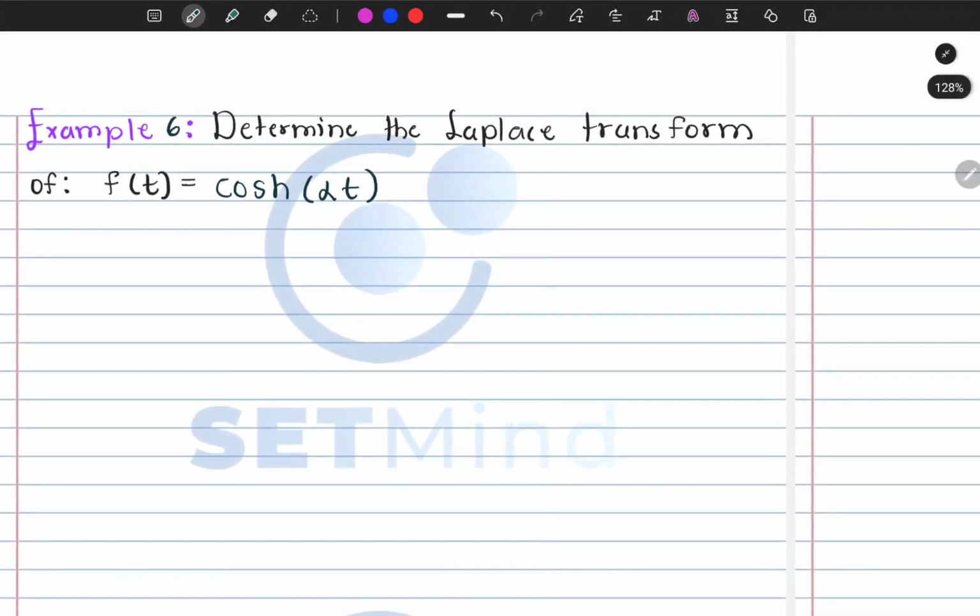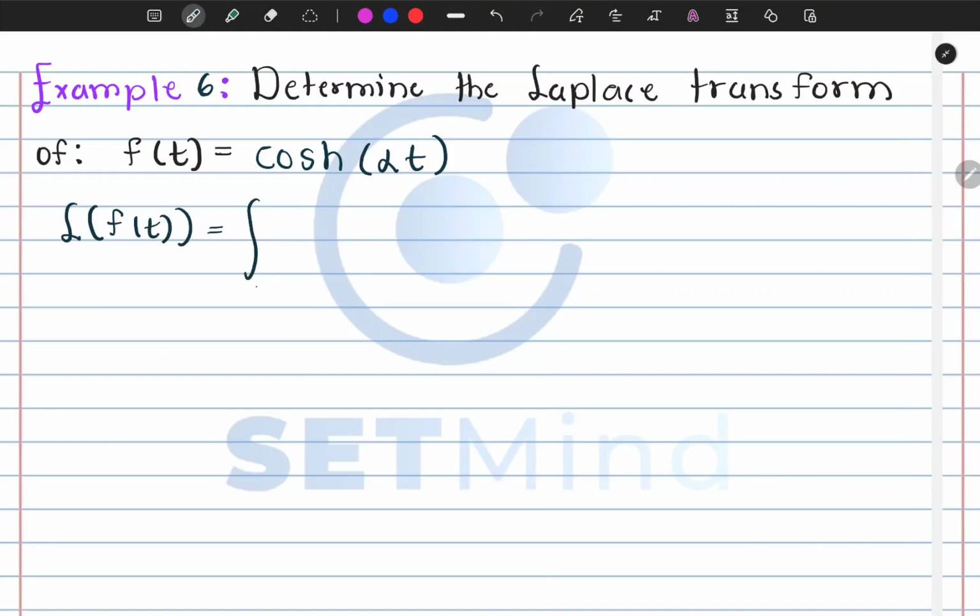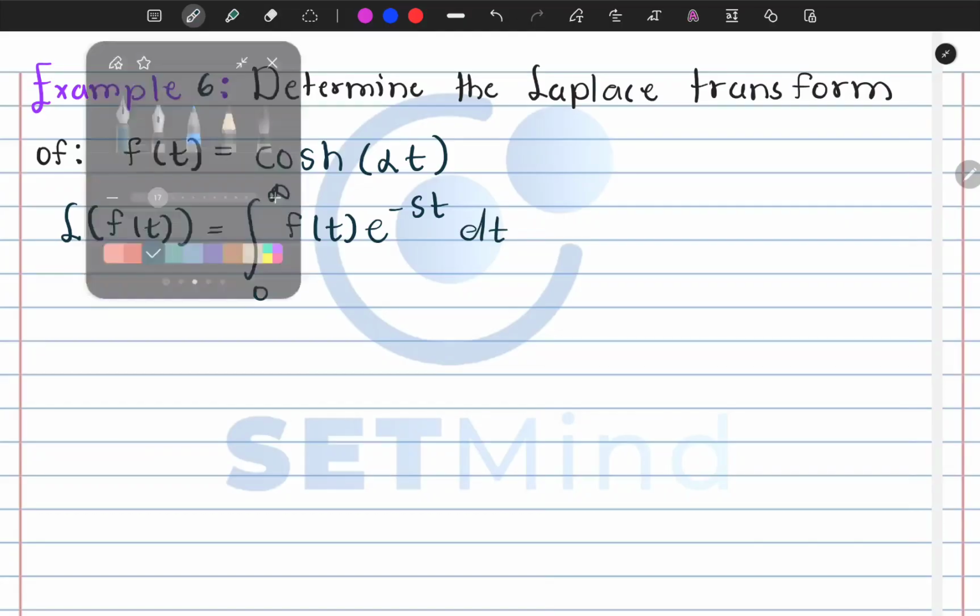Now let's have a look at example 6. In example 6, we are required to determine the Laplace transform of f of t, where f of t is cosh t, which is just hyperbolic cosine. The approach is the same as what we would do for all other functions, except that there's something very important which we need to remember as part of doing our work, especially with the hyperbolic functions.